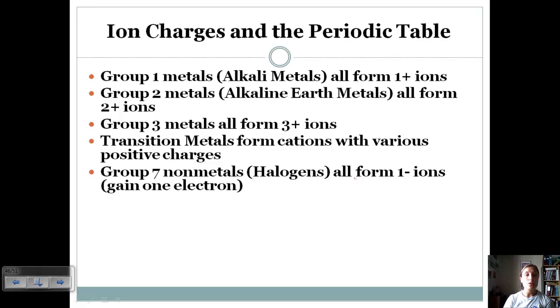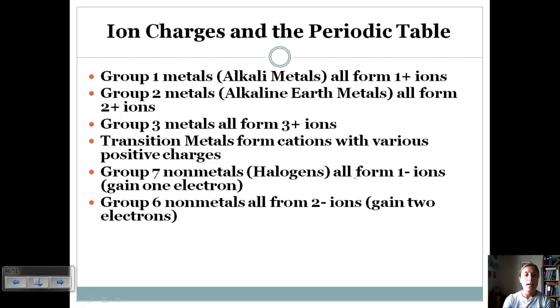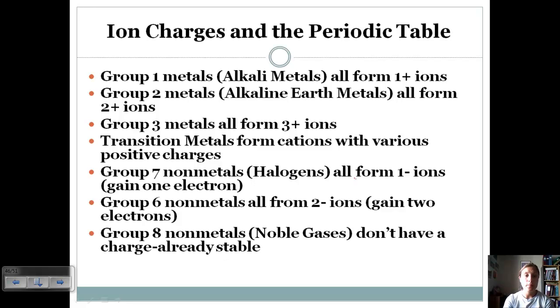Group 7 nonmetals, which are the halogens, all form 1- ions because they all gain 1 electron. And group 6 nonmetals, which don't have a specific name, all form 2- ions because they gain 2 electrons. And if we went to group 5, we're just going in order, so group 5 is going to gain 3 electrons or form a 3- ion.